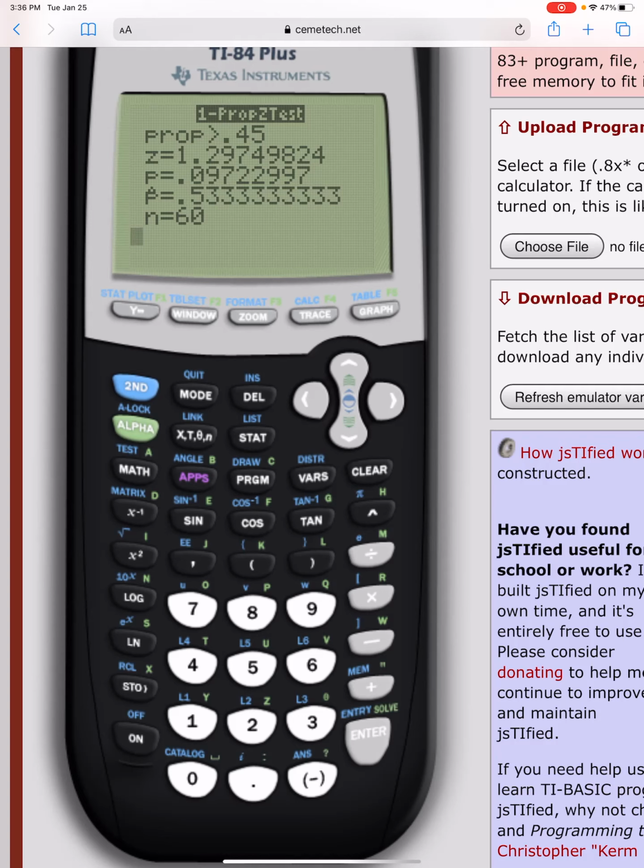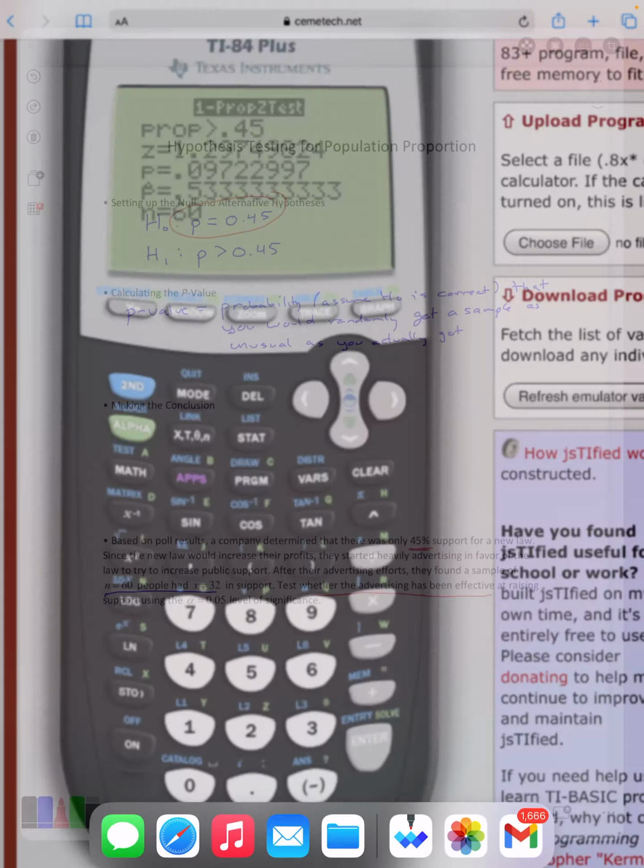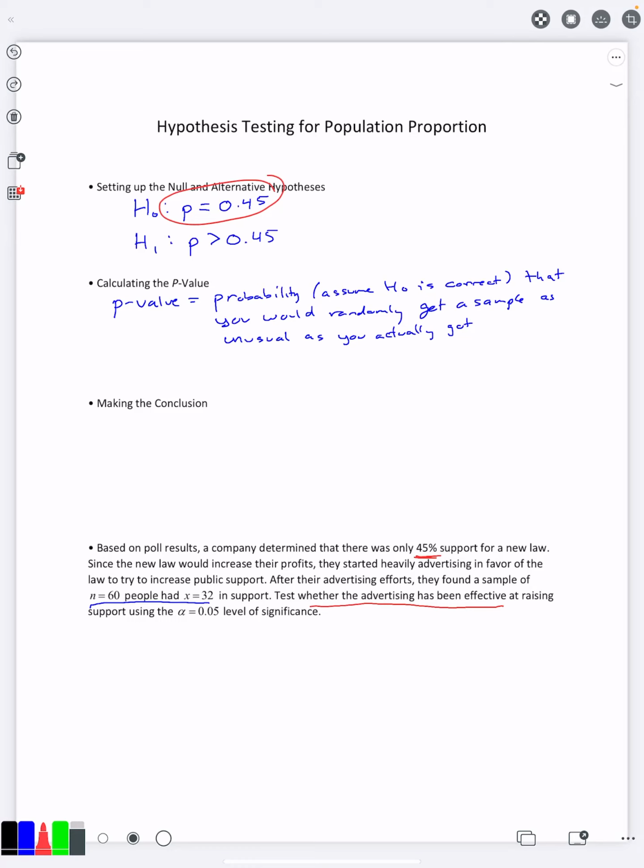We don't really need that. The one second from the bottom is the p-hat. That's what you get if you do x divided by n. The only thing that we actually need from here is the middle number. That's the p-value, the 0.097. So p-value of 0.097 for this problem.